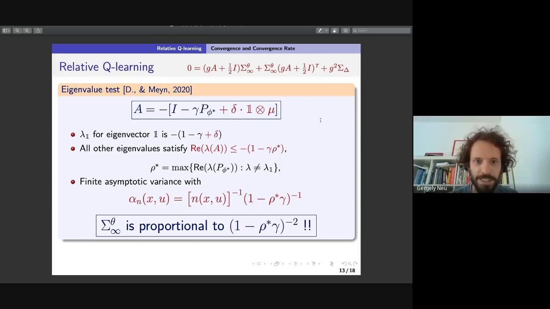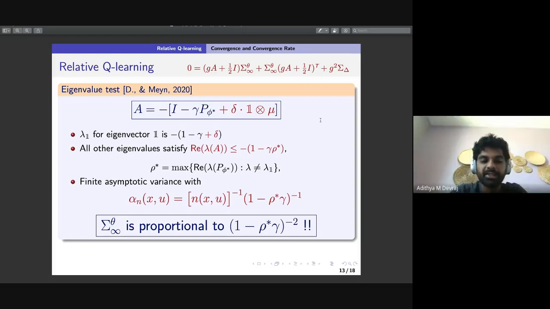So wait a second, Adithya. So this must come with some conditions on delta, right? Yeah, so delta needs to be bigger than, you need to make delta big enough so that, okay, you can just make delta equal to gamma, for example, and then you have the eigenvalue corresponding to the right eigenvector is minus 1.